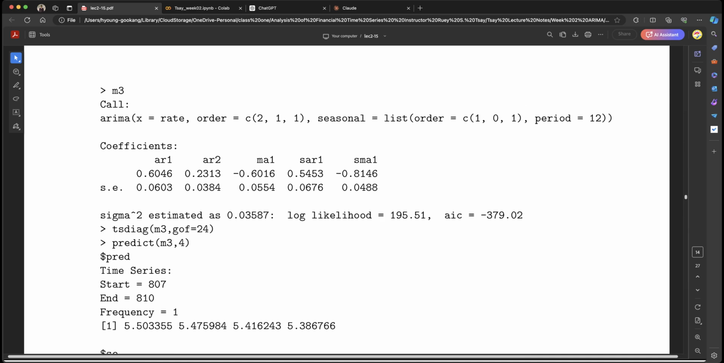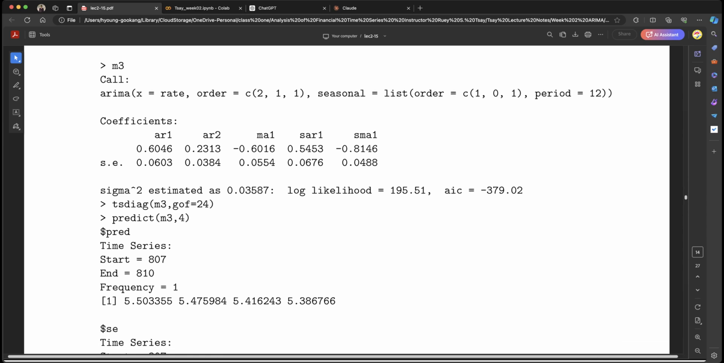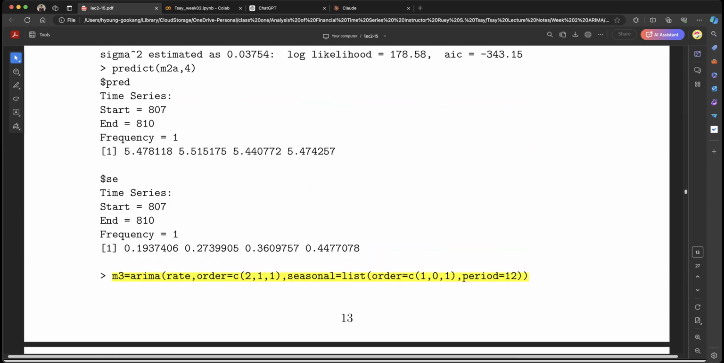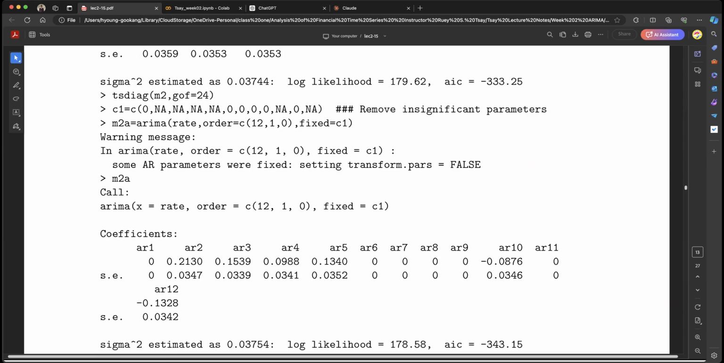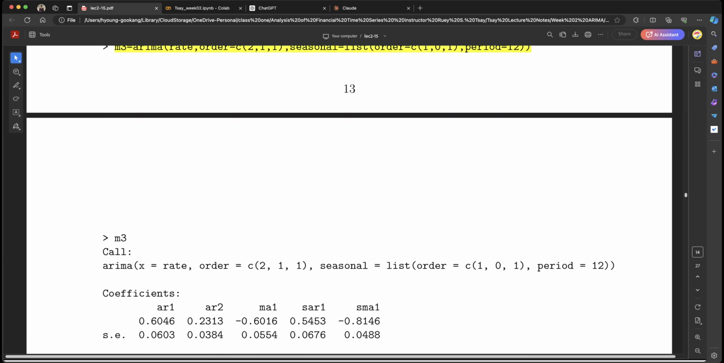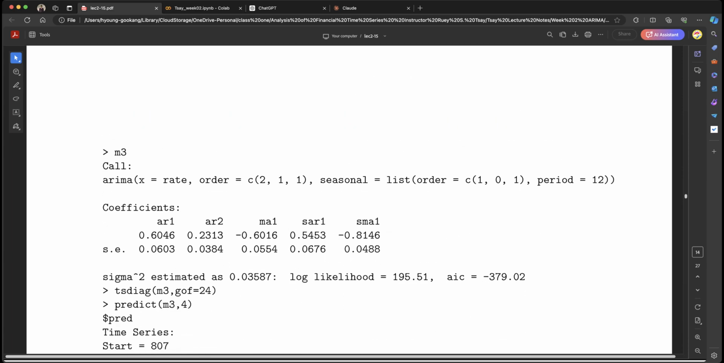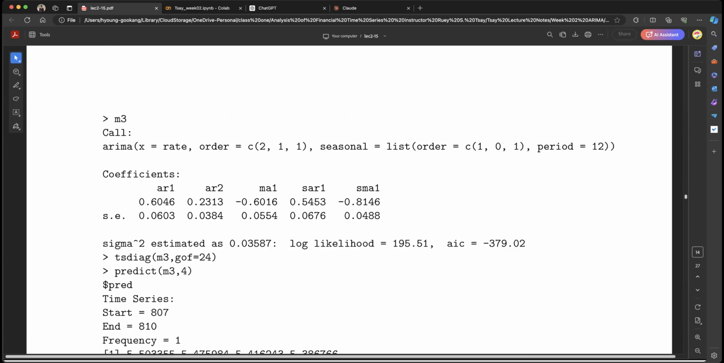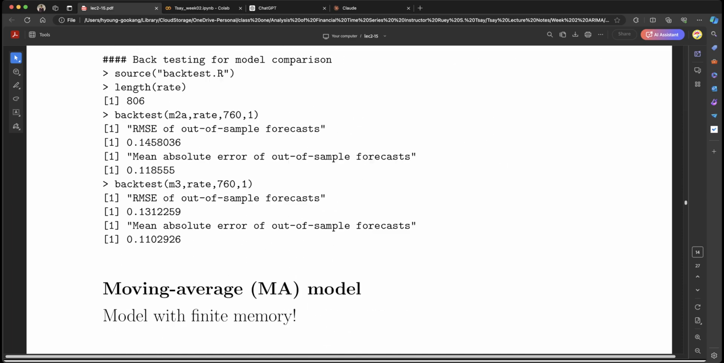So by including seasonality, actually we can simplify the model. Here there are a lot of coefficients, like 12, but by including seasonality, we can make the model simpler, and it even performs better.